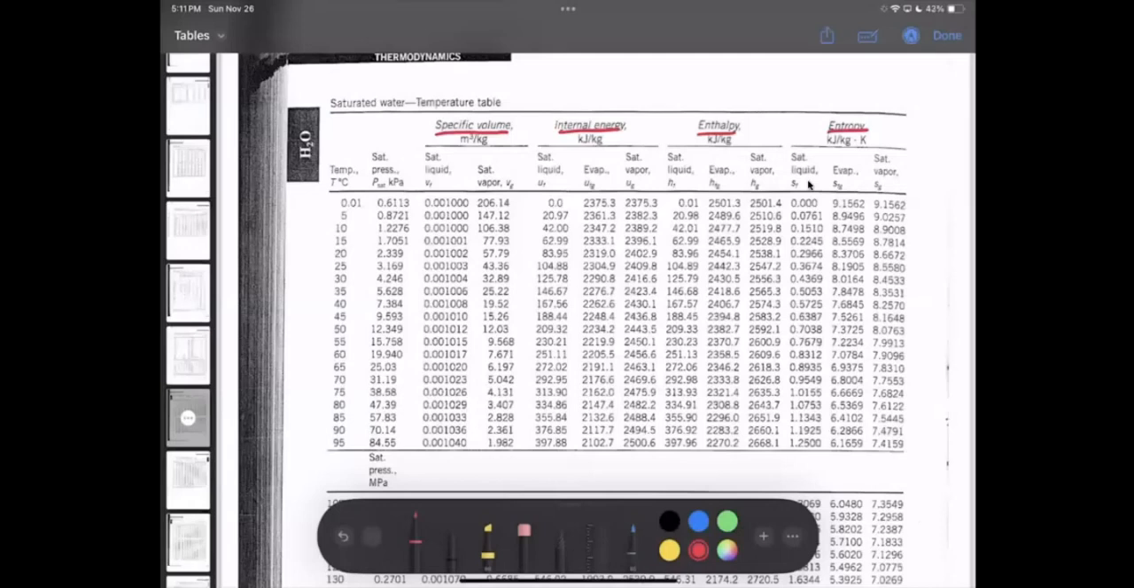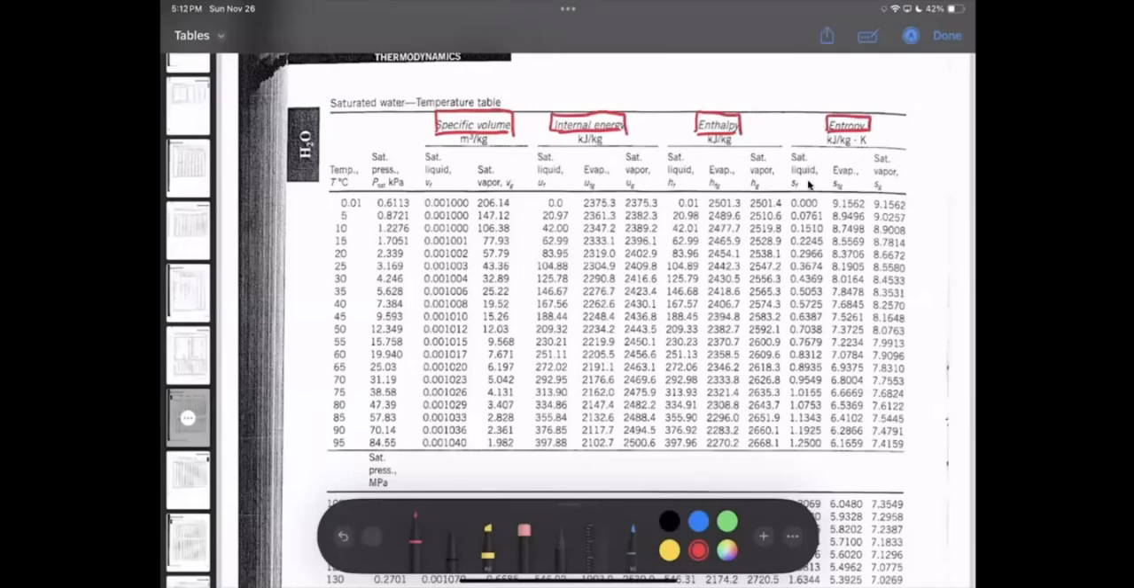So property tables are an important tool in thermodynamics that allows us to easily find certain intensive properties for a substance when either the temperature or the pressure is known. Typically, the most common properties we see on a property table include specific volume, internal energy, enthalpy, and entropy.